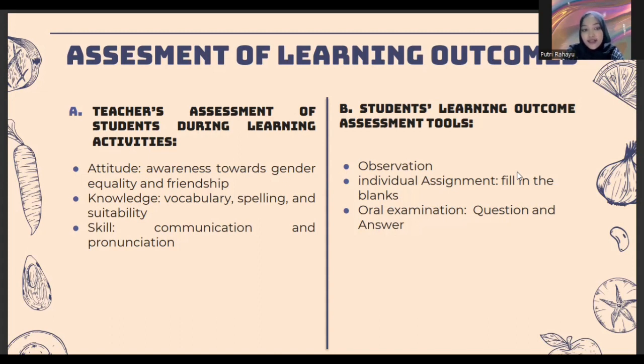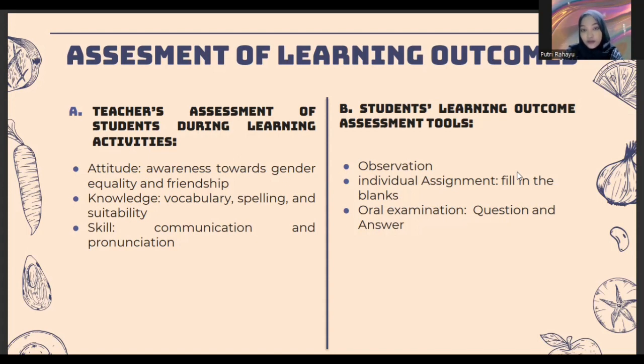And then the second assessment is knowledge. In line with the aims of this lesson plan, the aspects of knowledge assessment include vocabulary understanding, spelling, and suitability of word selection in the communicating session. And then the last assessment is skill. The teacher will assess students' abilities in communication and pronunciation.